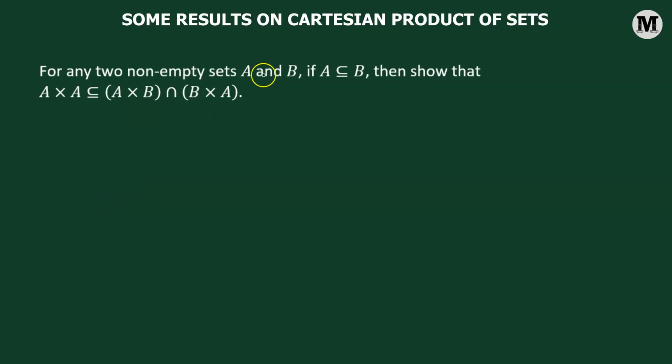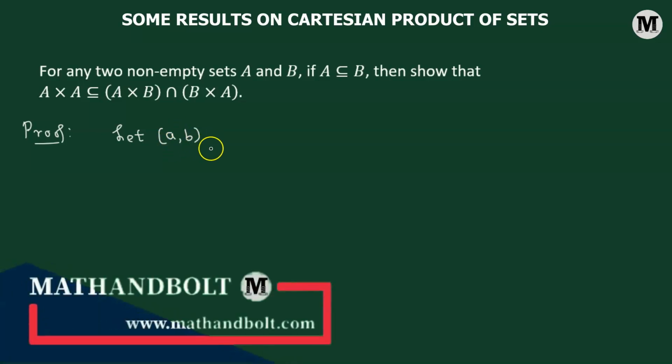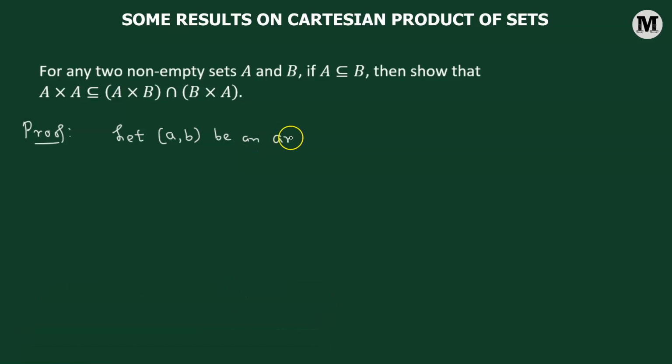For any two non-empty sets A and B, if A is a subset of B, then we need to prove the following. Okay, let us begin. Now, what we'll do is first consider an arbitrary element represented by the ordered pair (a, b). So let (a, b) be an arbitrary element.